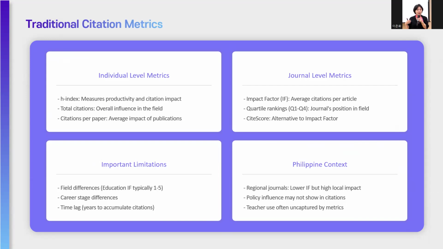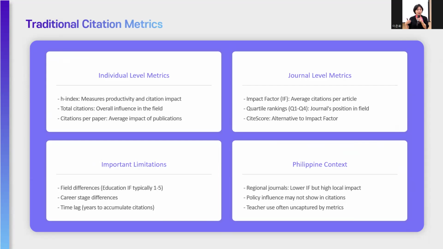That's much lower than medicine or engineering, but it doesn't mean education research is less important. Second, career stage matters. A new PhD graduate cannot be compared to a professor with 20 years of experience. Third, there is time lag. It takes years for citations to accumulate. Your excellent paper published this year might not show any citations for 2, 3 years.